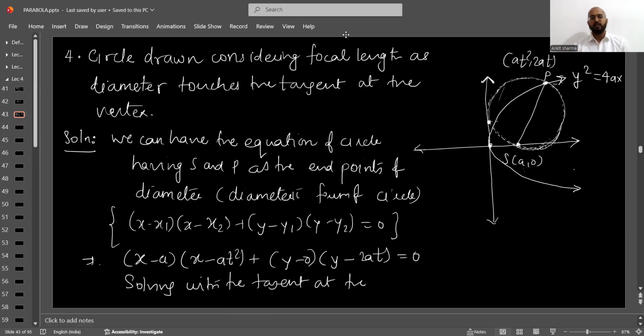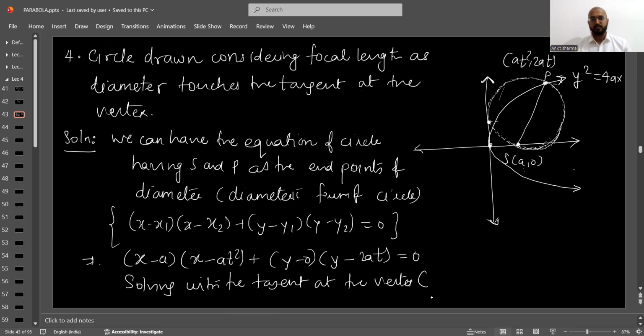Solving with the tangent at the vertex. So, tangent at the vertex. This line is basically touching the parabola at the vertex. That's why it's called the tangent at the vertex. We'll discuss this more precisely in tangency, which is our upcoming topic. So solving with the tangent at the vertex, what is this equation?